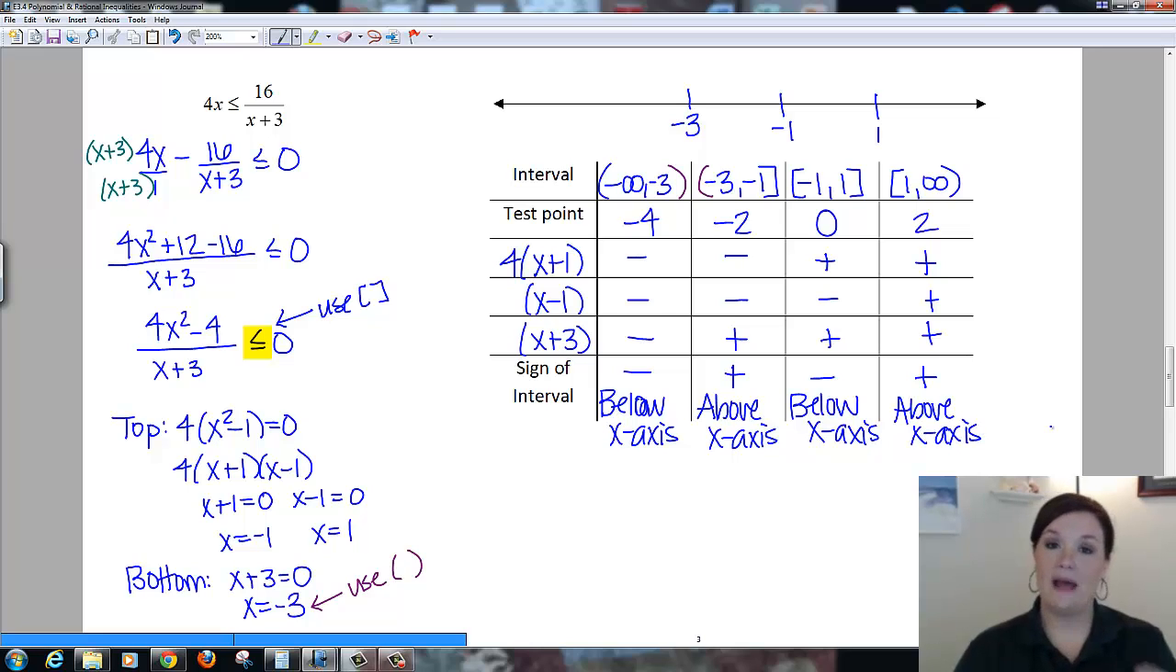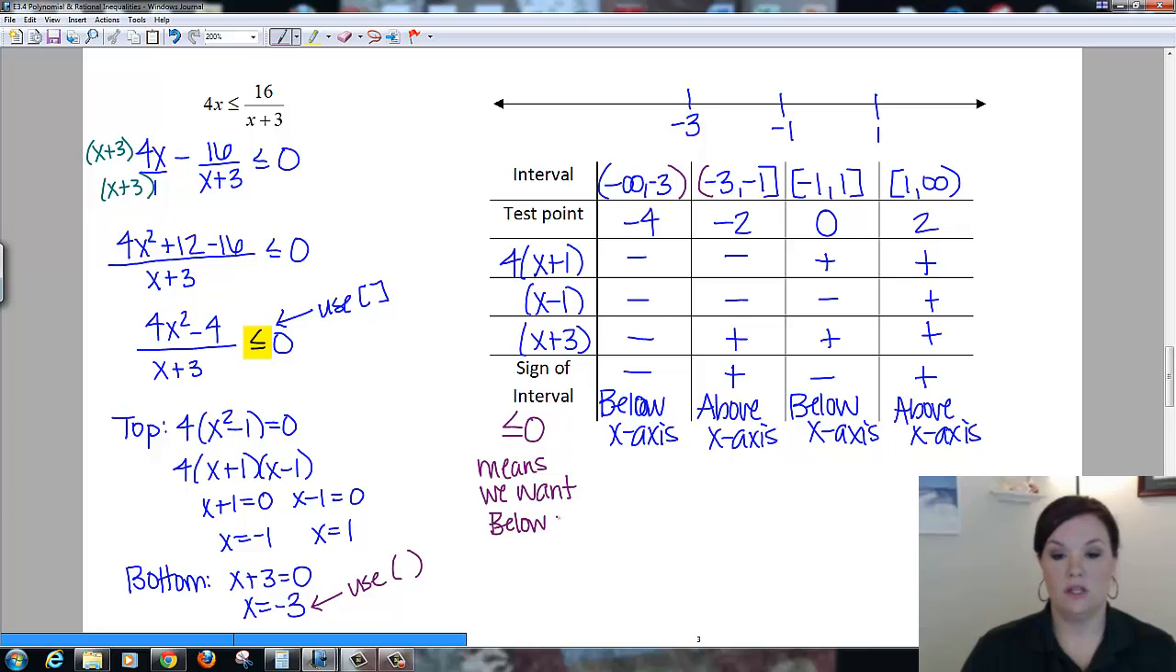So I go back to my symbol. In this case, it is a less than or equal to. Less than or equal to 0 means that we want, oh my goodness, my hand is not doing what my brain tells it to. Less than or equal to means that we want the negative intervals, or the below the x-axis intervals.